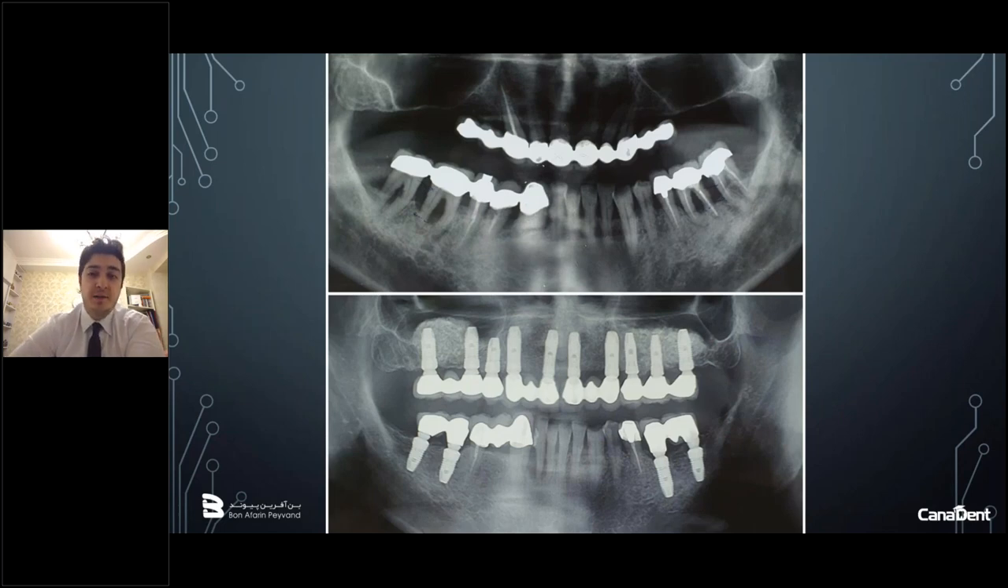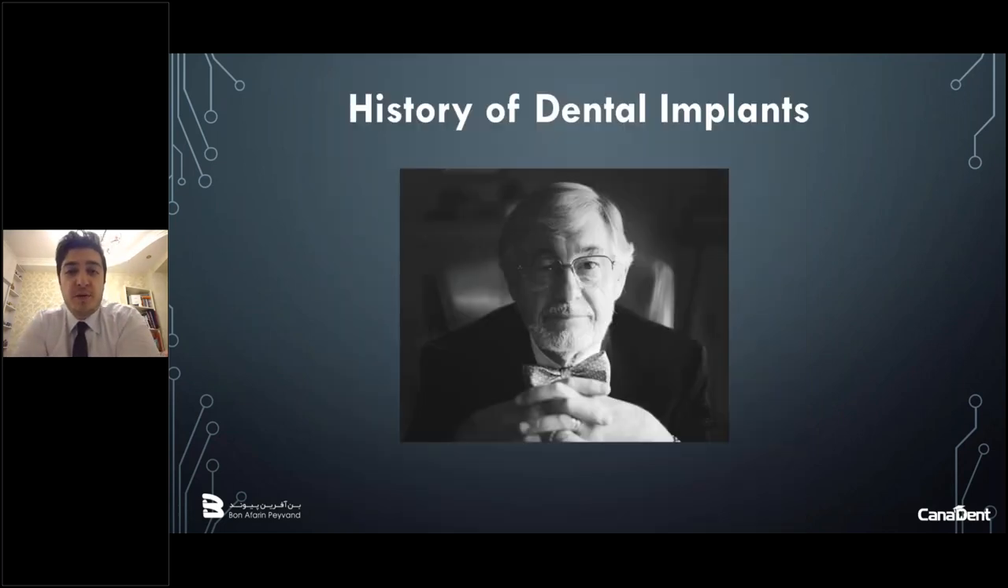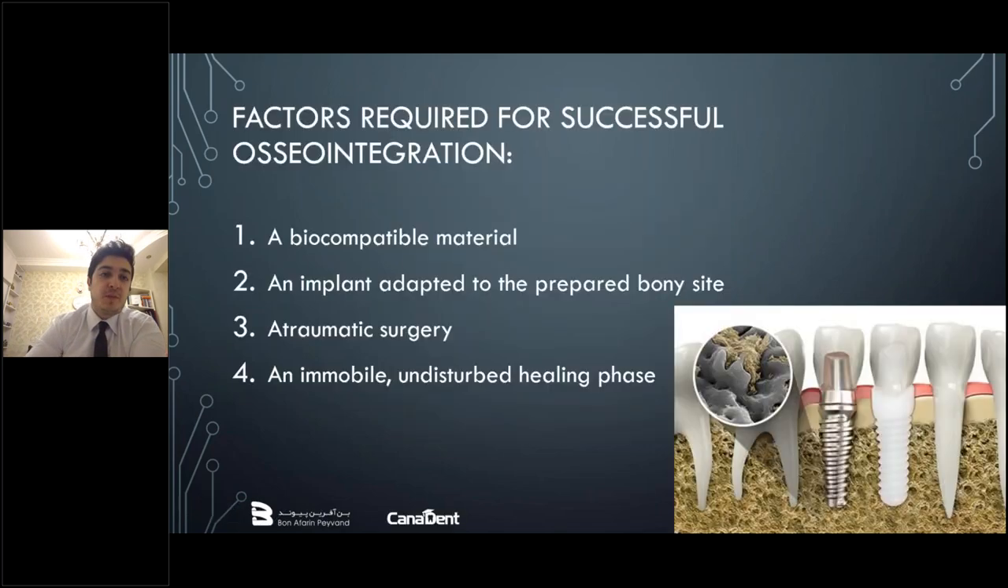So let's go back a little. Let's go to the history of dental implants. In 1952, Professor Brånemark, a Swedish surgeon, while conducting research into the healing patterns of bone tissue, accidentally discovered that when pure titanium comes into direct contact with living bone tissue, the two literally grow together to form a permanent biological adhesion. He named this phenomenon osseointegration.